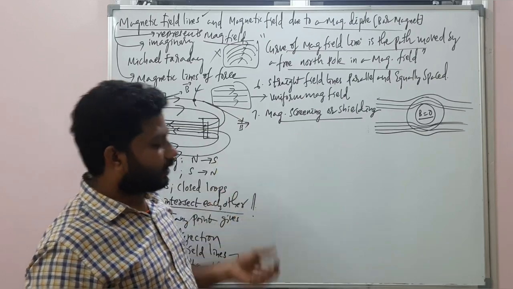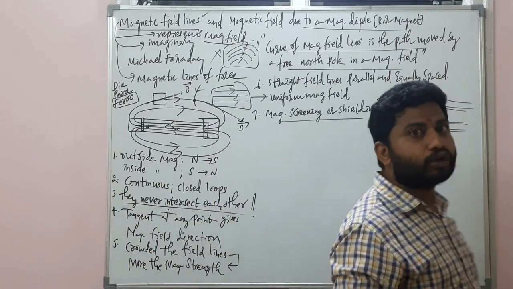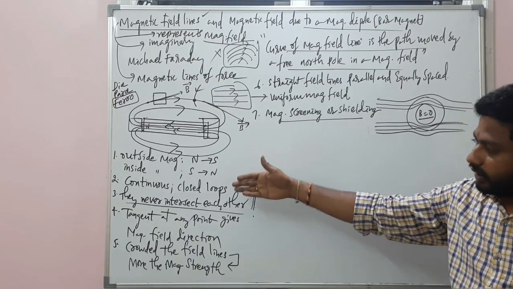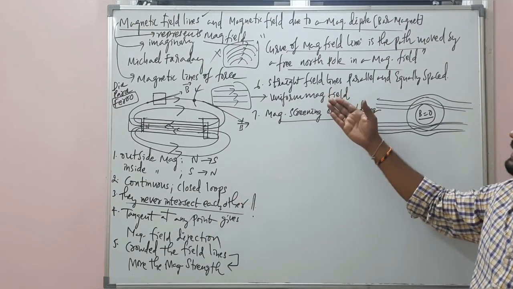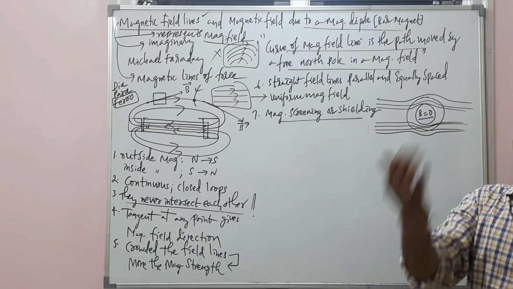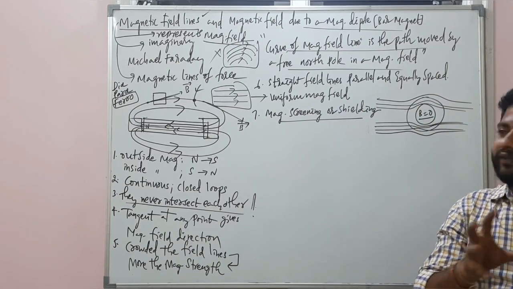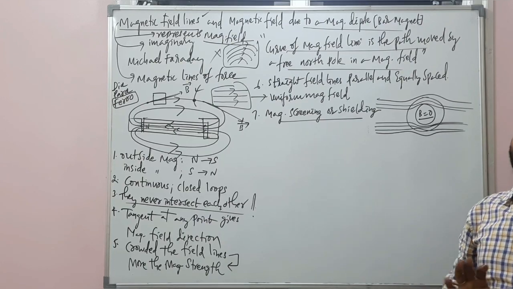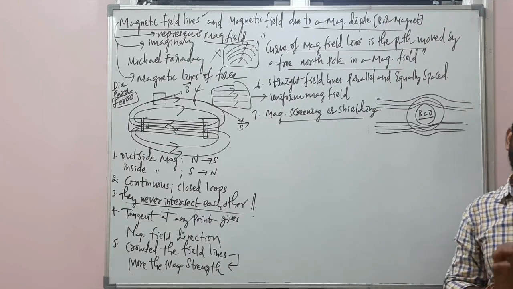So this is called magnetic screening or shielding. So these are some important properties of magnetic field lines, right? 1, 2, 3, 4, 5, 6, 7: seven properties. There will be so many, but whatever is useful for us, those things we have discussed here. So these are the properties of magnetic field lines. I hope it's very clear for you.